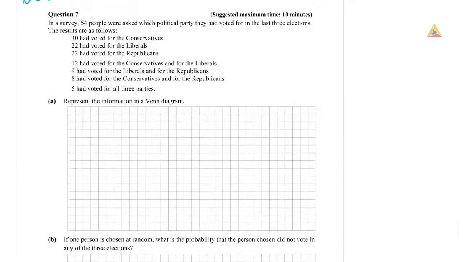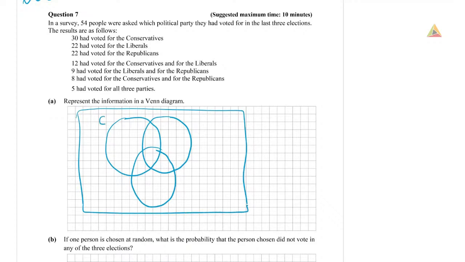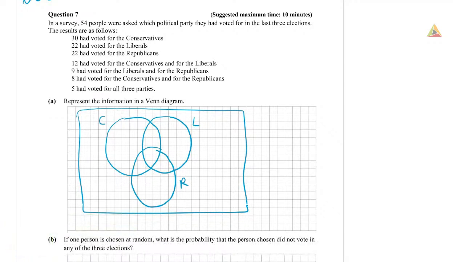Okay, so we need to draw our 3 circles. And we're going to draw a box around it as well. Now we're going to label our circles, so this is going to be the Conservatives, the Liberals and the Republicans. So we'll start off with this number here. 5 had voted for all 3 parties, so we're going to put 5 in the intersection part of all 3.